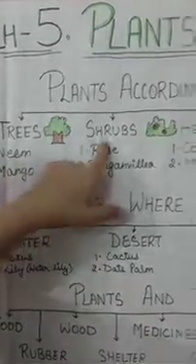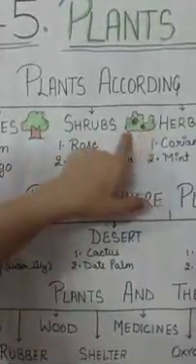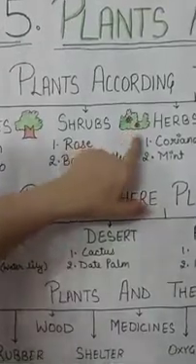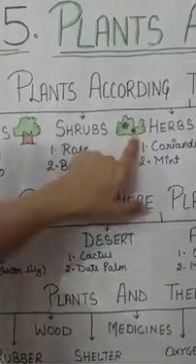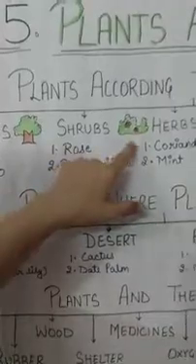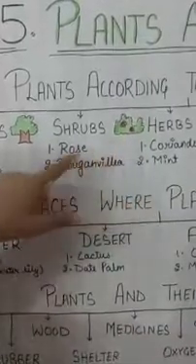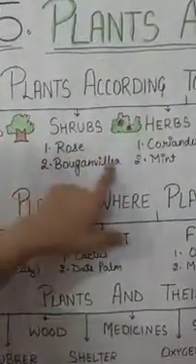Now second category, shrubs. Shrubs are small bushy plants. They also have hard stems, but not as hard as trees have. They live for few years. Some examples are rose, bougainvillea.